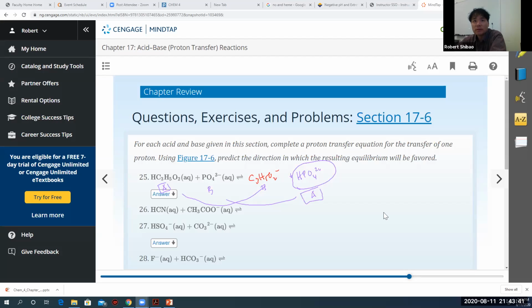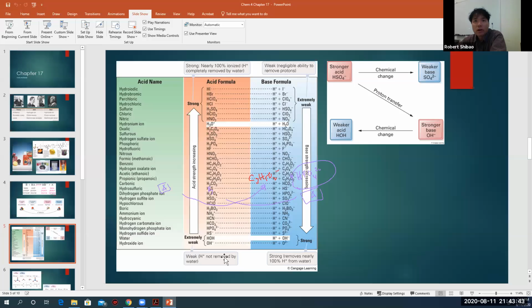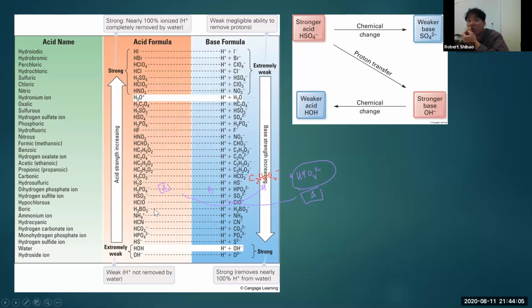Let's see, we should be able to find it on the chart though. It's not going to be on the chart I gave you, but it's on this chart here. It looks like HC3H3O2. I think there's a typo. Here. This must be a typo.